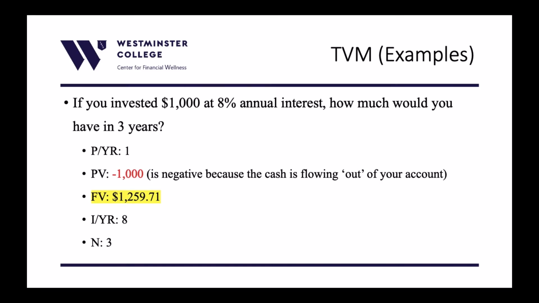If you invested $1,000 at 8% annual interest, how much would you have in 3 years? Because you're looking at annual interest, you're going to leave your PYR at 1, set your IYR to 8, put 3 as your N because you have 3 years, put negative 1,000 for your present value, and it is negative because the cash is flowing out of your account, and click future value to see that you'll have $1,259.71 if you invested $1,000 at 8% annual interest.